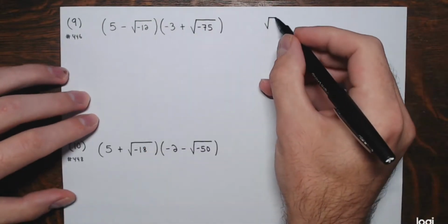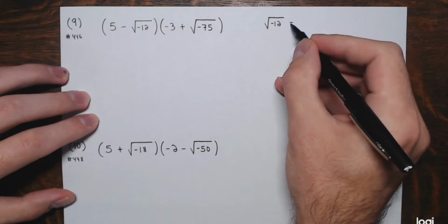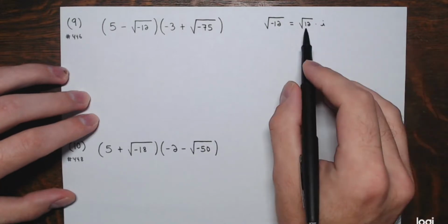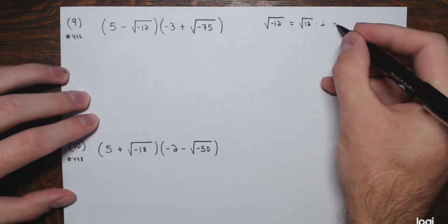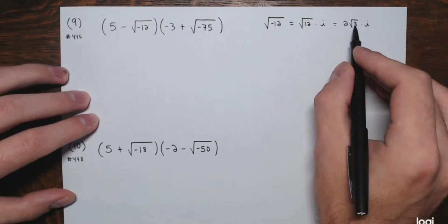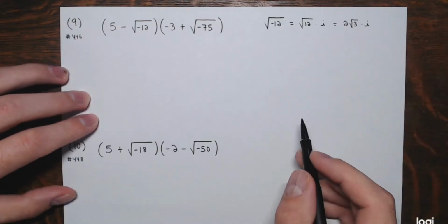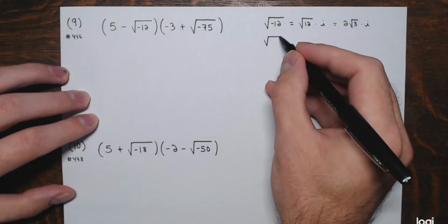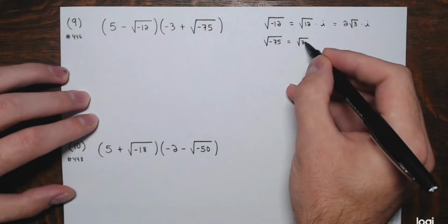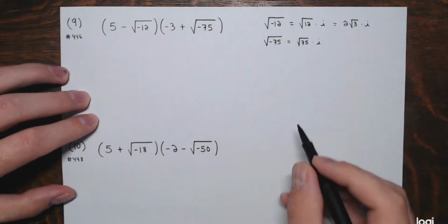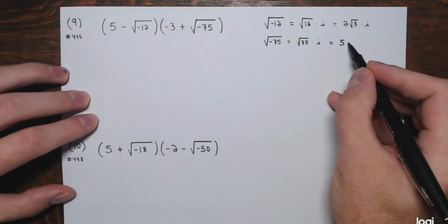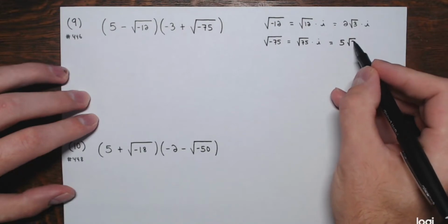So off to the side here, the square root of negative 12 is the square root of 12 times I. And then if you simplify the square root of 12, that would be 2 times the square root of 3, and then times I. And once again, make sure that the I is not inside the square root. Then square root of negative 75 would be the square root of 75 times I. And the square root of 75 simplifies, right? That would be 5 times the square root of 3. Square root of 25 times the square root of 3 times I.